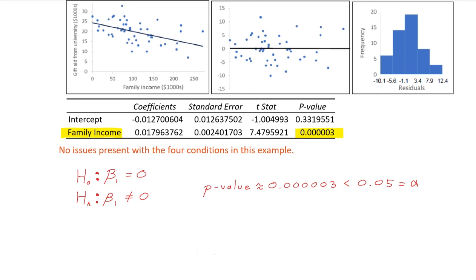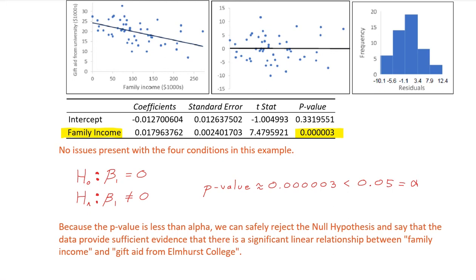Because of that, we would say, as usual for hypothesis testing, that we reject the null hypothesis. Our final conclusion is that because the p-value is less than alpha, we can safely reject the null hypothesis and say that the data provides sufficient evidence that there is a significant linear relationship between family income and gift aid from Elmhurst College.